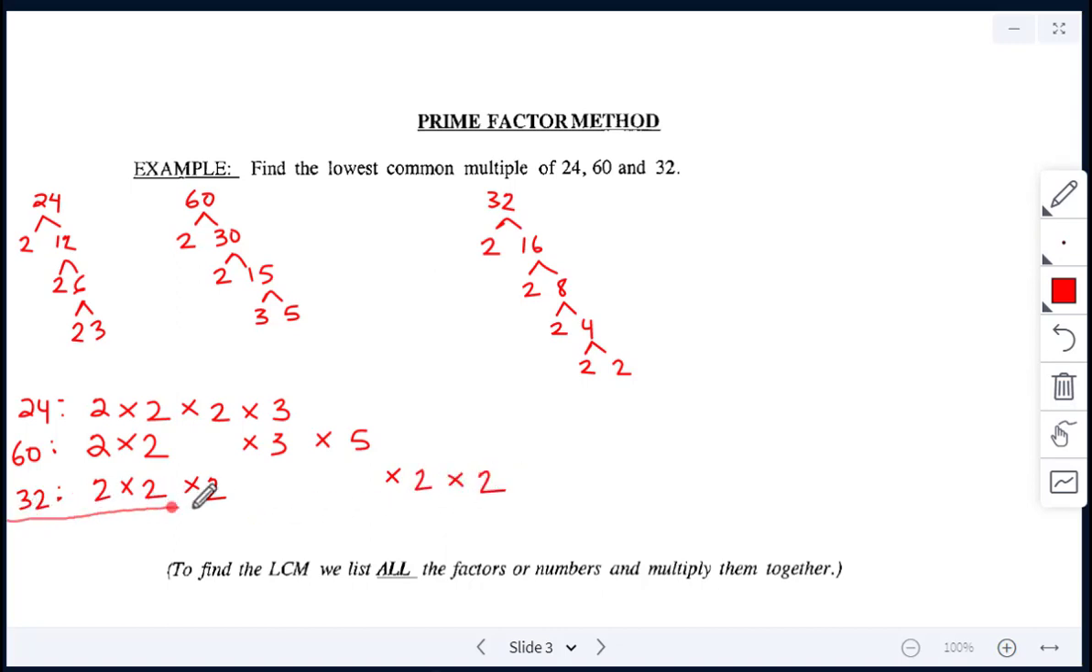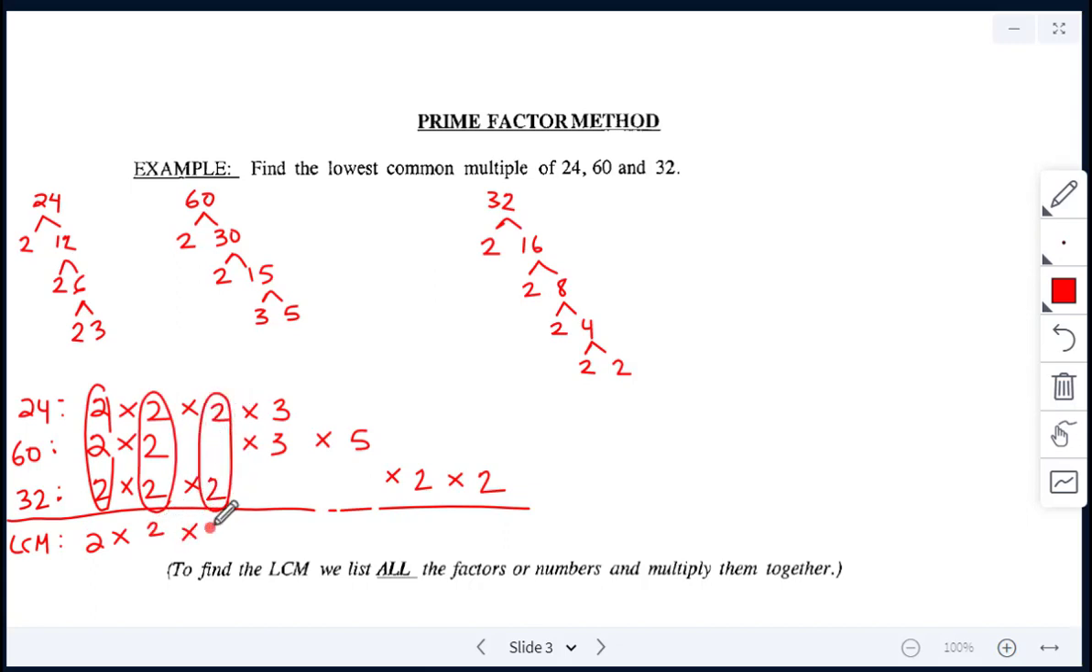All right, so now for our lowest common multiple. So I'm combining all of this together. So we have 2 times 2 times 2. So notice this time for lowest common multiple, we're going to take all the factors. Times 3, then we have times 5, times 2, times 2. All right, so for lowest common multiple, we list all the factors, and then we're going to multiply them together here.